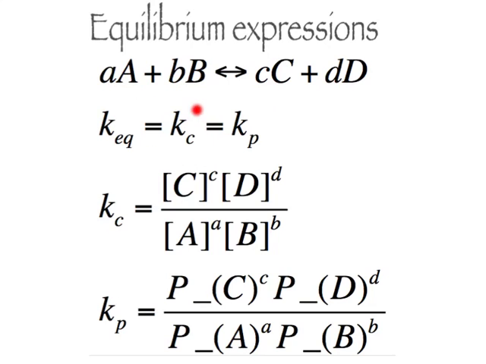Now Kc only takes into account aqueous solutions. It does not take into account solids or liquids. And Kp only takes into account gases. It does not take into account anything else. And I should actually go back to Kc for a second. Because you can have a concentration of a gas, Kc can also be used for gases. So gases and aqueous solutions for this one, only gases for this one, and it's specifically dealing with pressures.